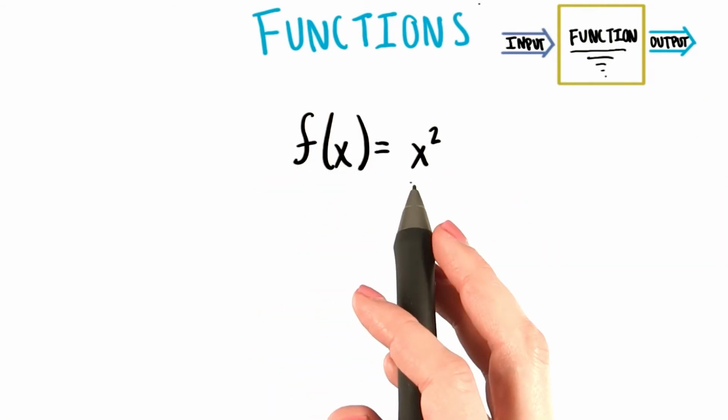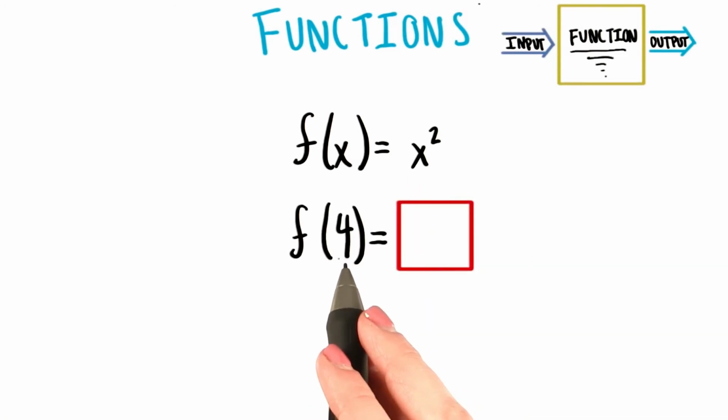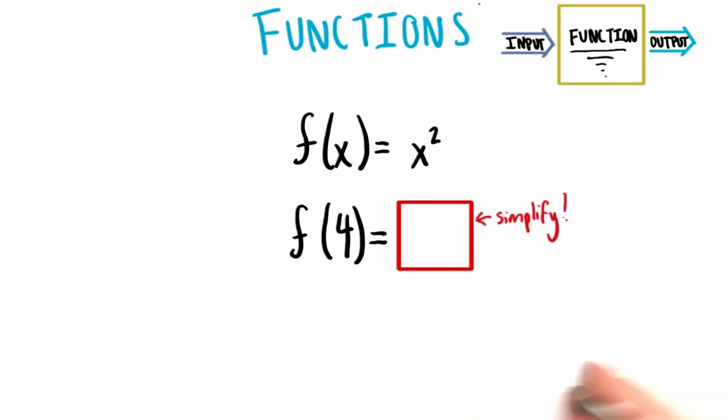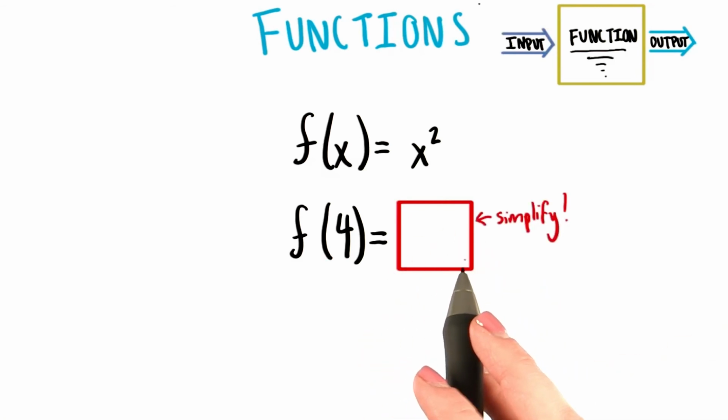Maybe f of x equals x squared. What if I want to plug in 4 as the input for this equation? What would the function give me as the output then? Please simplify your answer as much as possible so that it's just a single number.